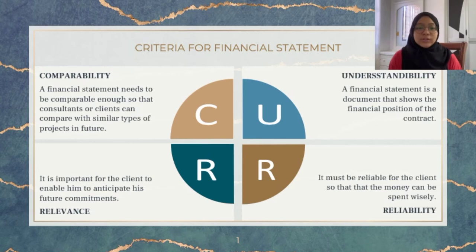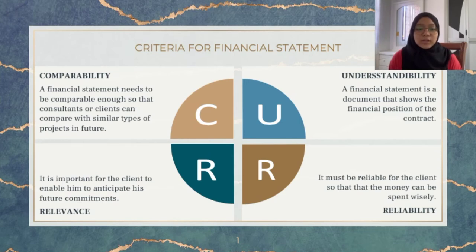The second criteria is understandability. A financial statement must also be easy for people to understand for reference. It must be understandable since it plays an important role in a project. This is because a financial statement is a document that shows the financial position of the contract.